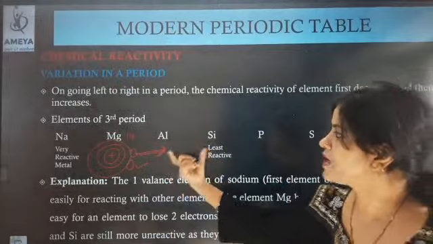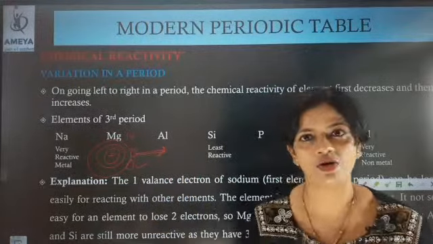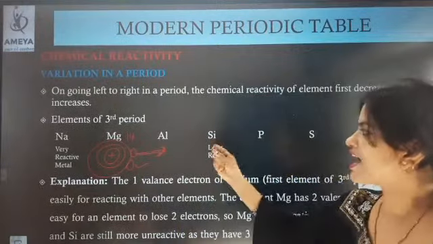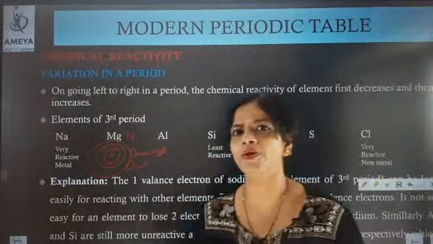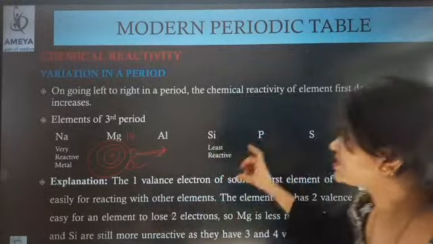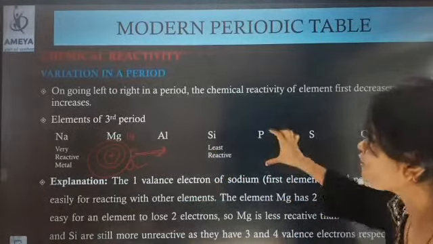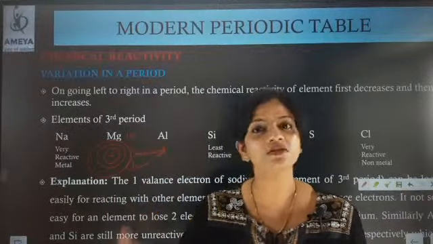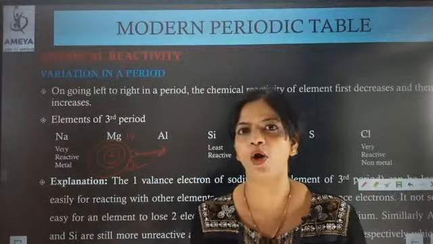Then aluminium has to release 3 electrons. Silicon has to release 4 electrons, which is going to be a very problematic case. So that's why we have taken silicon. Now phosphorus has to accept 3 electrons. Accepting 3 electrons is also a problem.